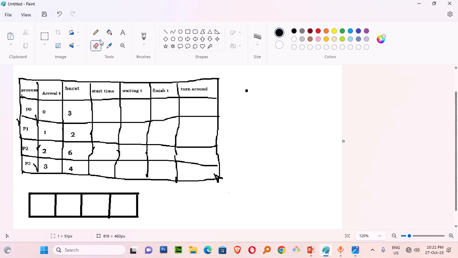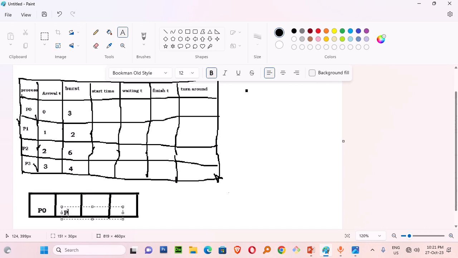Now, this one here was for the Gantt chart. This is P0. This is P1. Then this is P2.